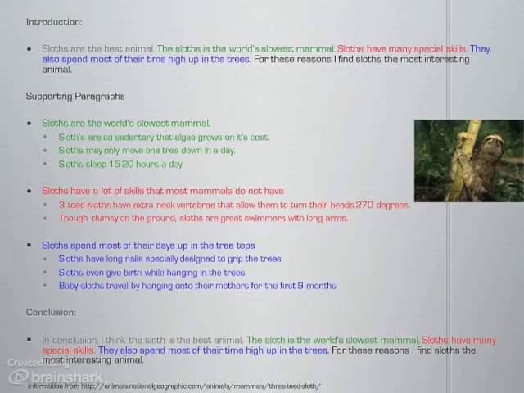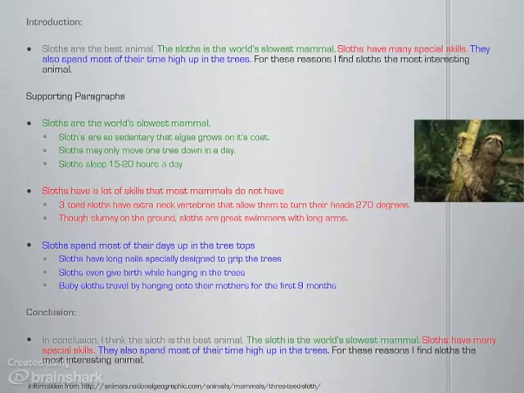So if you look at all of these 3 supporting evidence facts, these all line up with my main point that they're the world's slowest mammal. So they're all supporting evidence for that topic. And if you look down, the same thing happens in my next paragraphs where I talk about the skills that sloths have and the fact that sloths spend most of their time in trees.